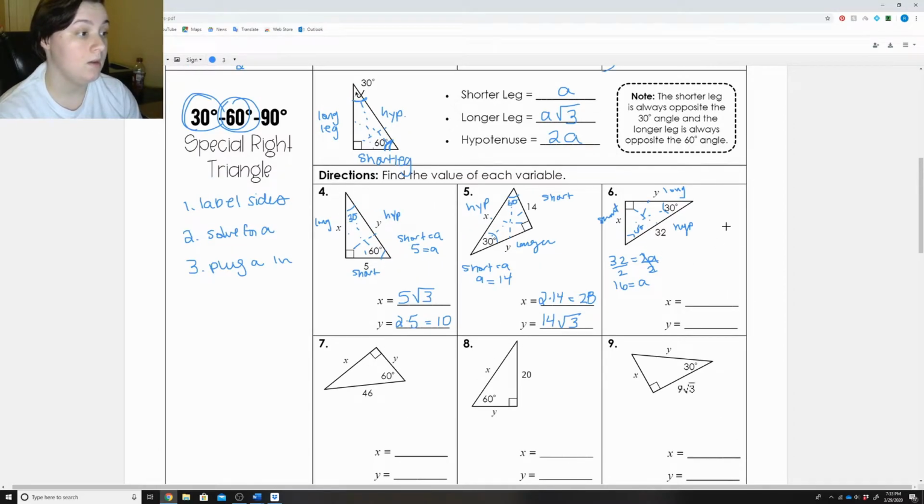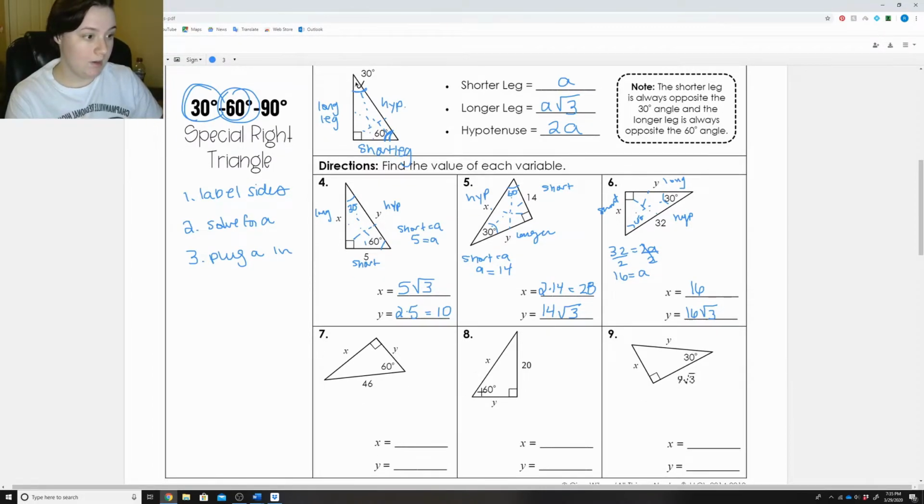So with that, we can look for the shorter side, or x. The shorter leg is just going to be whatever a is, which is just 16 in this case. Then after that, we're going to look for y, which is the longer side. The longer leg is going to be whatever a is times the square root of 3. So a is 16, and then just times the square root of 3. Just write it right next to it.